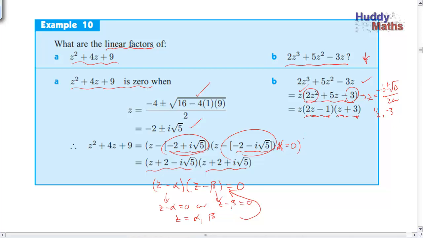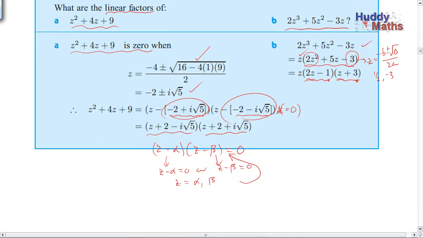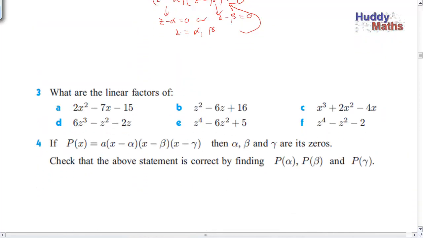Okay, so you've got to remember your stuff from before. Remember, sequential and cumulative learning in maths. All right, you want to try some? Come down here and let's have a look. What are the linear factors of these? So find the zeros, take out any common factor first, find the zeros, and then construct this sort of idea, which under the null factor law, then these will be the zeros.